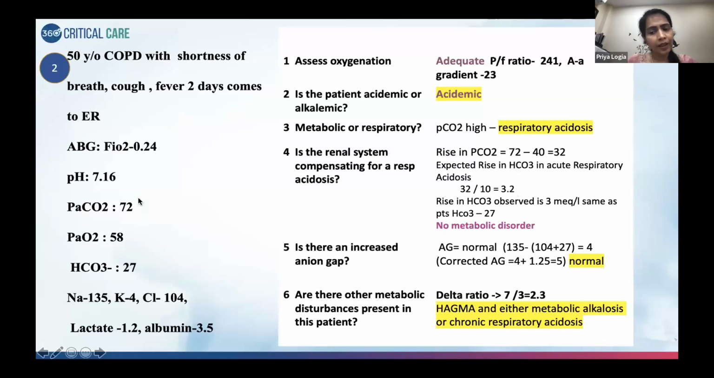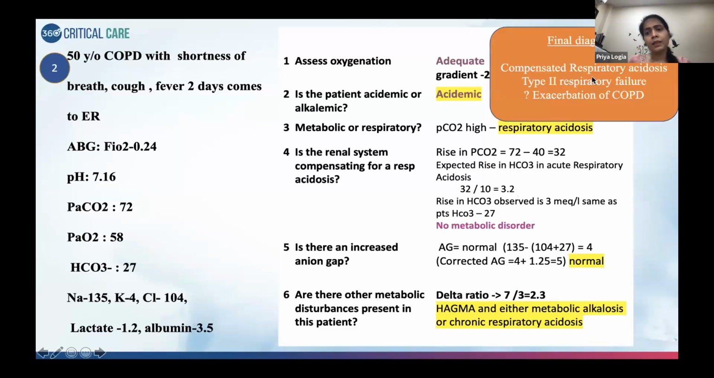It's a primary respiratory acidosis. Anion gap, normal. You calculate the delta gap. So delta gap, again, anion gap minus 4, 12 minus 4, and then bicarb 24 minus 27. It's going to be 3. 7 by 3 is going to be 2.3. So 2.3 above 2 is going to be HAGMA plus a metabolic alkalosis. So what is the diagnosis of this patient? It is predominantly a type 2 respiratory failure. It's an acute exacerbation of COPD in this patient.